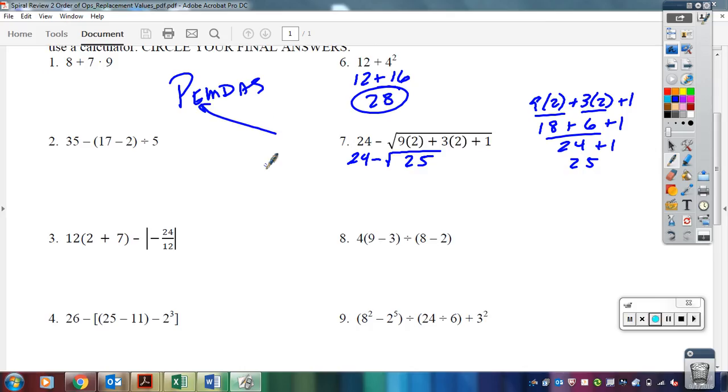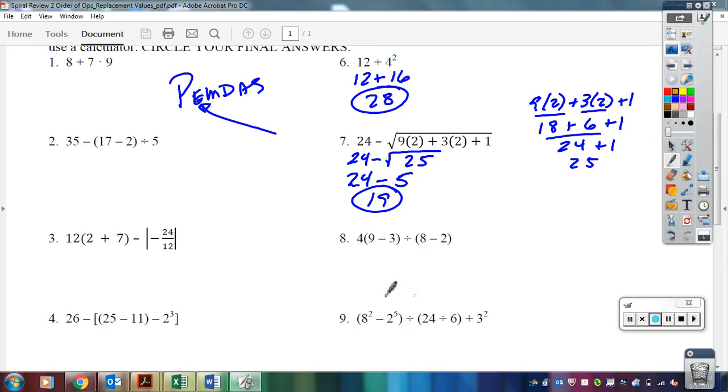So we do the work underneath, that's grouping, but then the exponent, the square root, is actually next. So it's 24 minus the square root of 25, which is 5. 24 minus 5 is 19. Number 8, which needs a different color.